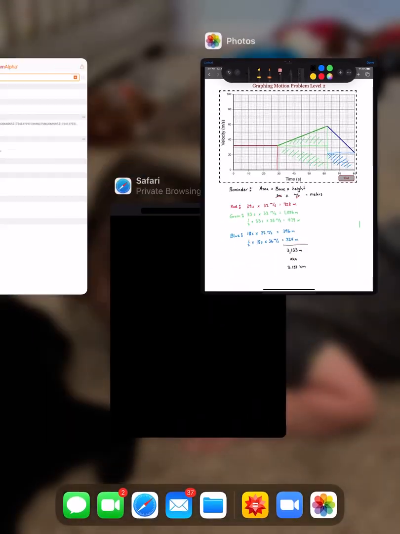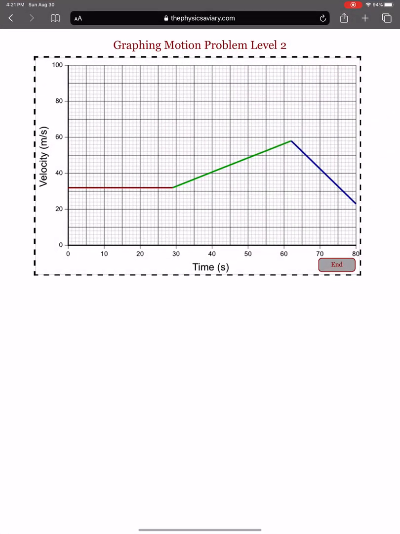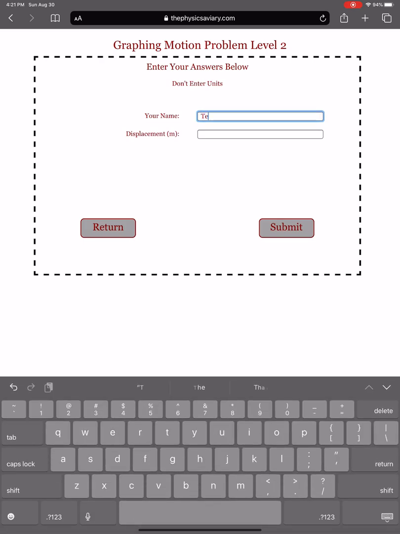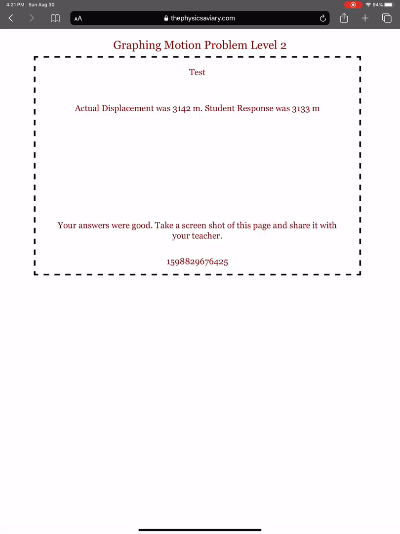All right, so let's go over to the problem. Let's see what they're asking for here. So we'll just put test. Oh, looks like that was unnecessary. So we'll just put 3133. Woohoo, we finished.